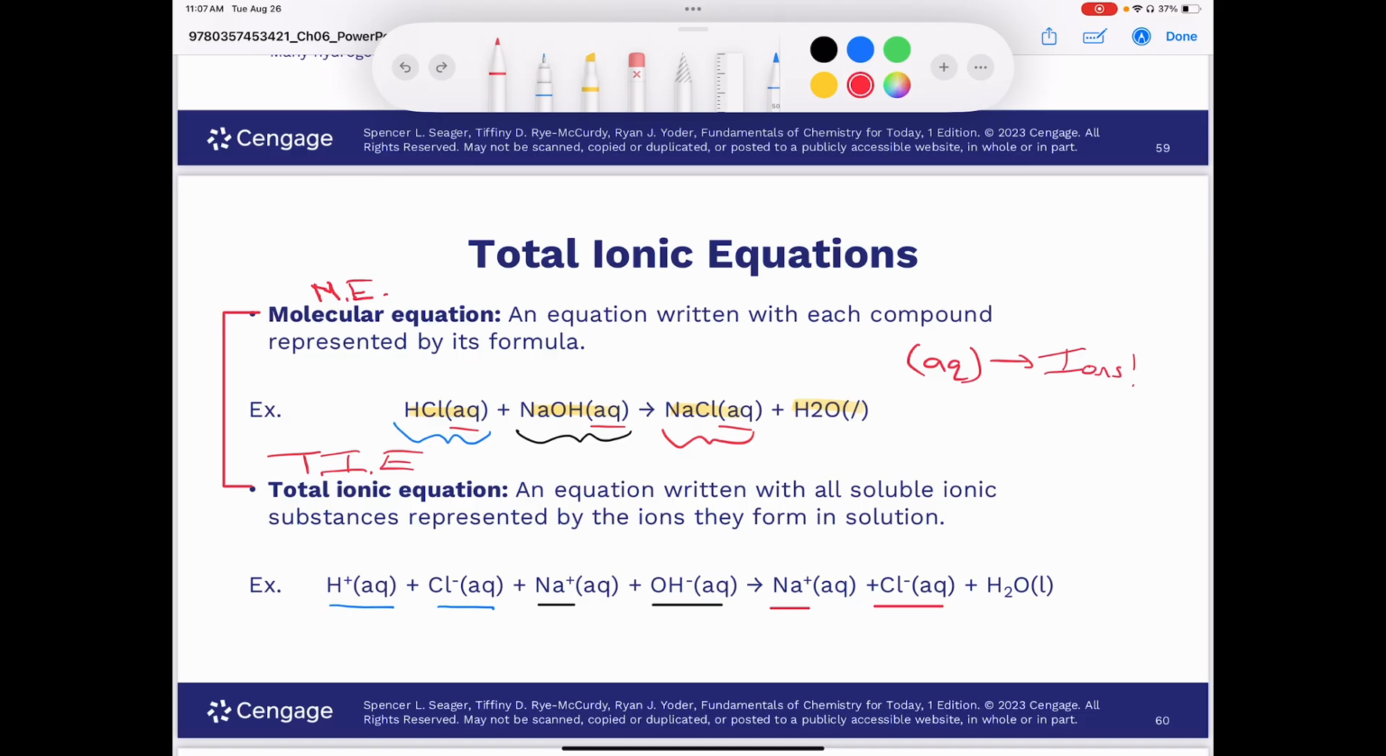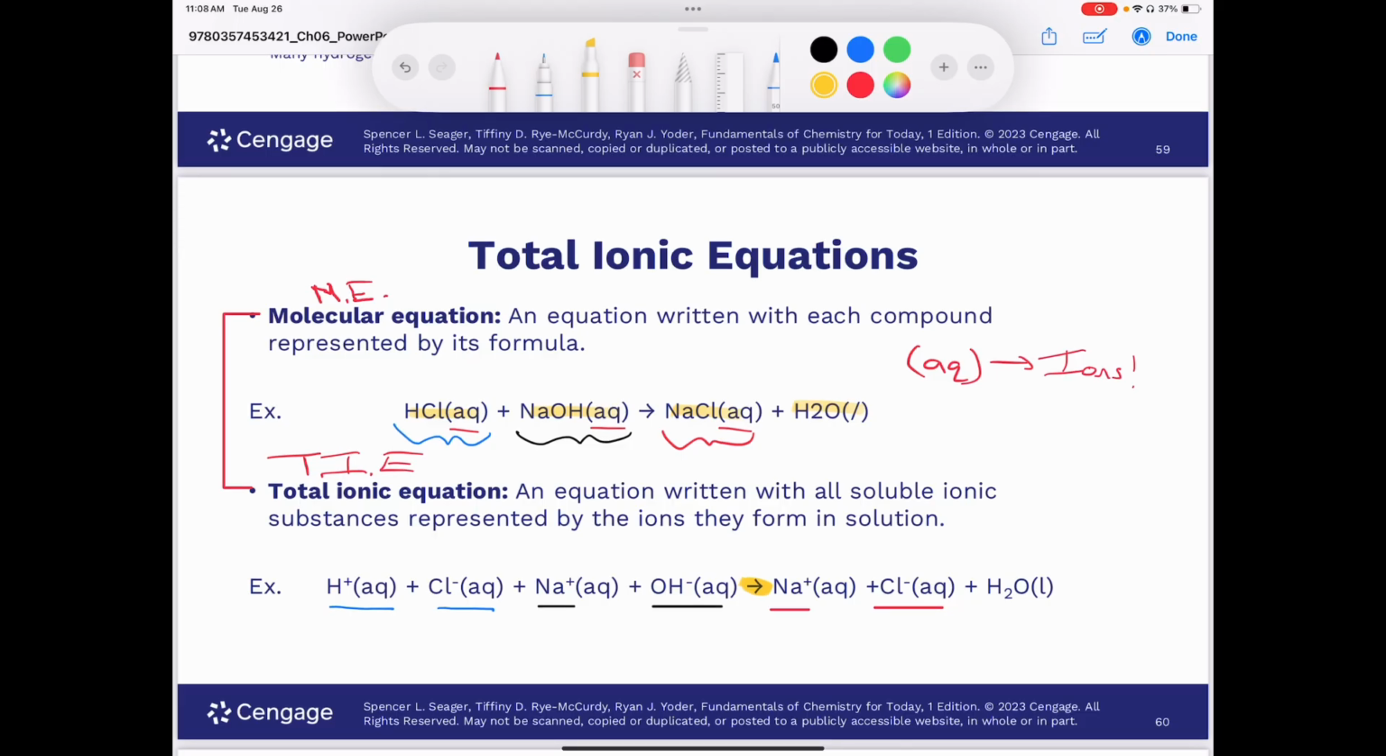It doesn't say aqueous. So now we're going to look at our total ionic equation. You see the reaction arrow is right here. We're going to look for ions that are the same on both sides, and we're going to cancel them out to make what we call a net ionic equation. So what ions do you see that are the same on both sides? Well, the first thing I see is that chloride is the same on both sides. And you can also see that sodium is the same on both sides.